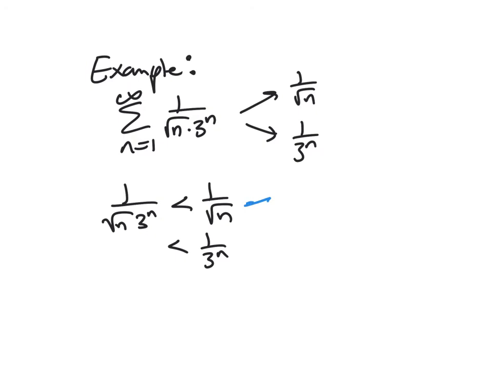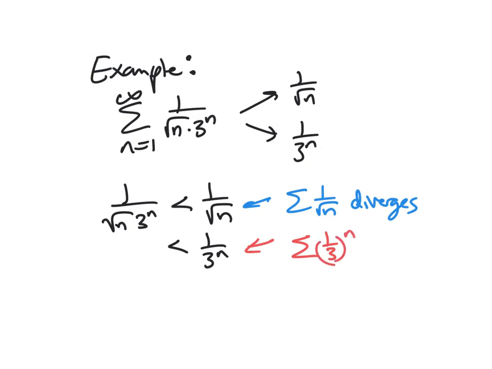Now, we know that this guy, the series of 1 over root n, diverges, because this is with p equals 1/2, which is less than 1. On the other hand, this guy converges. Why? Well, it's secretly (1/3) to the n, which is geometric, and our ratio is less than 1, so it's going to converge.